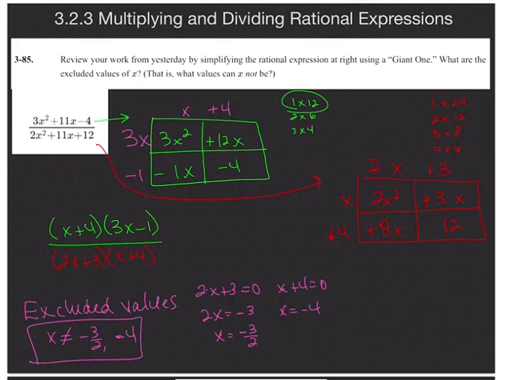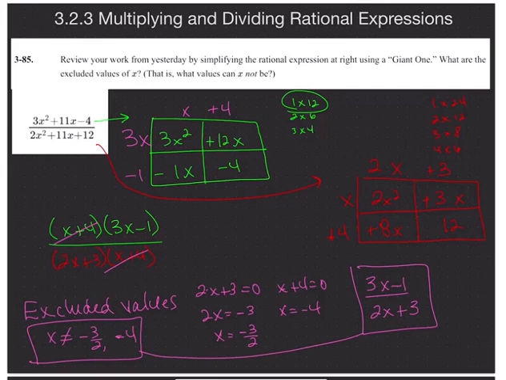And then the other part is looking at my factored rational expression to see if I have anything that matches on top and bottom that's a factor. Factors are what's multiplied, so we want to see what parentheses match up exactly. I can see that my x plus 4 and my x plus 4 match up. My 3x minus 1 and 2x plus 3 are completely different. So the simplified form is going to be 3x minus 1 over 2x plus 3. So make sure you're including both of these pieces.